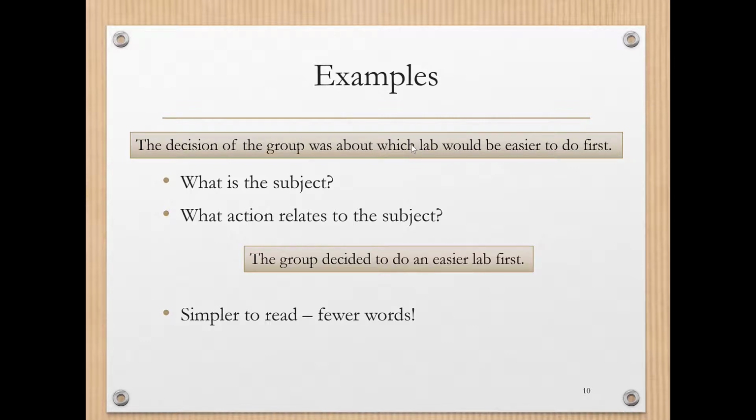So then we ask ourselves what action relates to the subject, and when we think about this, it's the decision. So it's the group making a decision, and we can see that this is actually already in a nominalization. So the idea to decide is embedded in this nominalization here with the word decision. So how do we change things around? Well, we simply rewrite this.